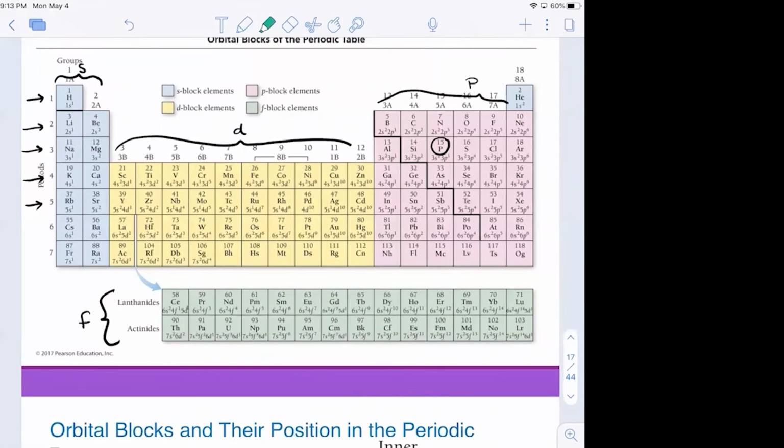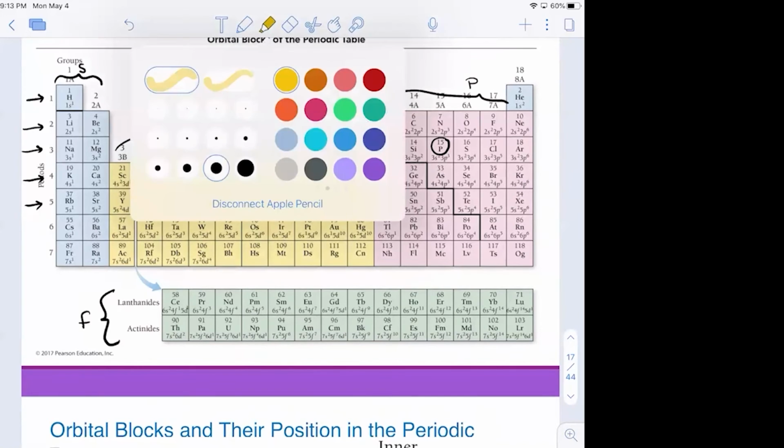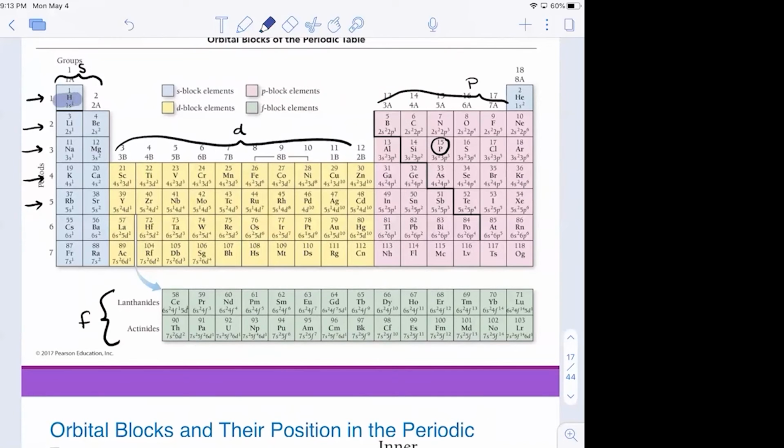So let's say, for instance, we wanted to look back at phosphorus. I'm going to highlight what would be helpful to look at. 1s2, 2s2, 2p6. Notice there's 1, 2, 3, 4, 5, 6 elements in that pink block and 6 electrons in the p orbitals. 3s2, 3p3. The third one over in the p block is that final electron for phosphorus.